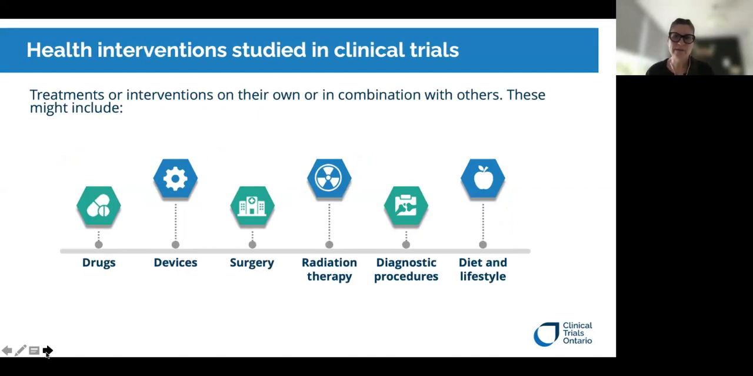And we often will talk about interventions being drugs, but they can be other things too. So they can be devices, they can be a new type of surgery, they might be radiation therapy, they might be things like imaging or other diagnostic procedures. They can be things like diet and lifestyle as well. And we might be testing one intervention on its own or in combination with others. So again, you'll see clinical trials looking differently in different disease spaces, as well as looking at different combinations of things.